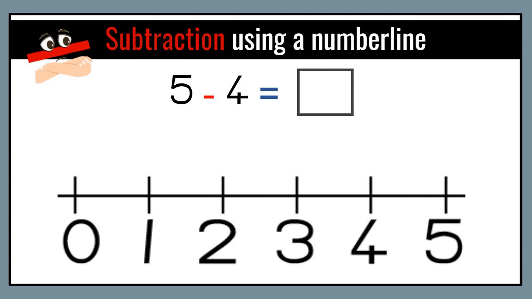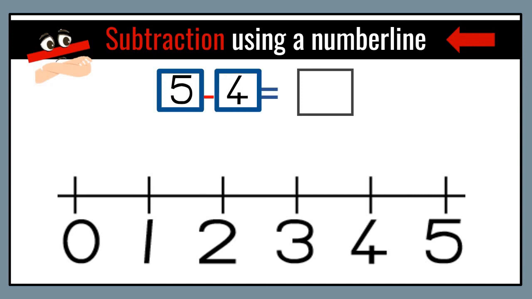Let's start with our first sum. First, I look at what characters I see. I see a Mr. Minus. Therefore, I know that I'm counting backwards. Where do I start? Number 5. Remember, I'm counting backwards. How many jumps am I going to jump? Yes, 4. Let's put our frog.